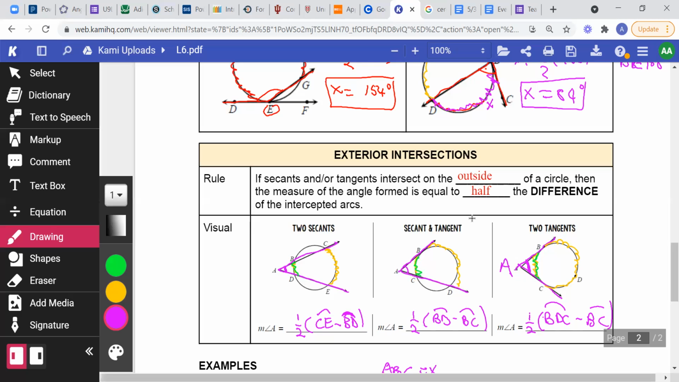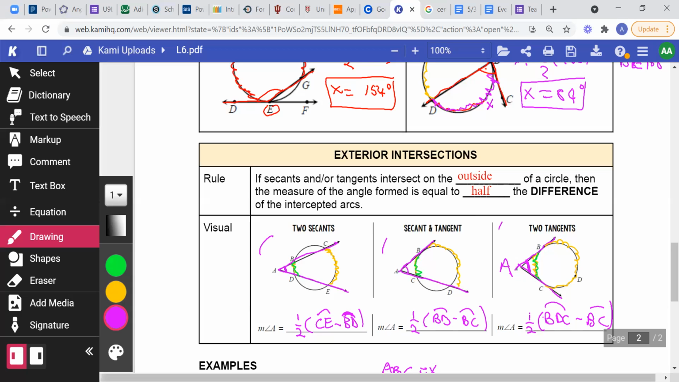And lastly, if two lines intersect outside a circle, which is possible, two secants can meet outside the circle, like in the first visual here. As you can see, both of them meet outside the circle here. Also, a tangent and a secant can meet outside the circle, like in this case, or even two tangents can meet outside the circle as well.